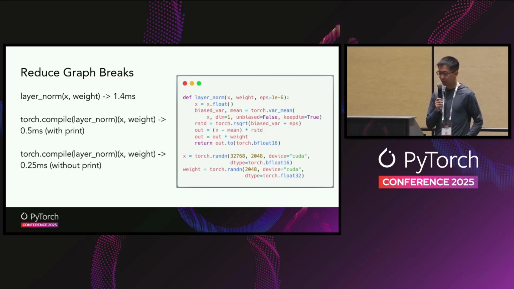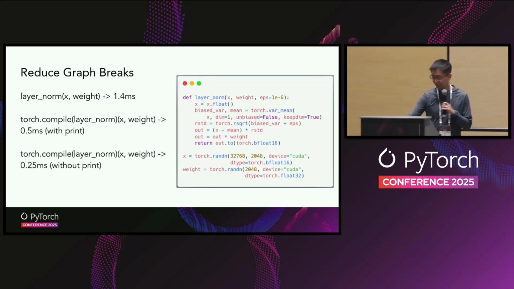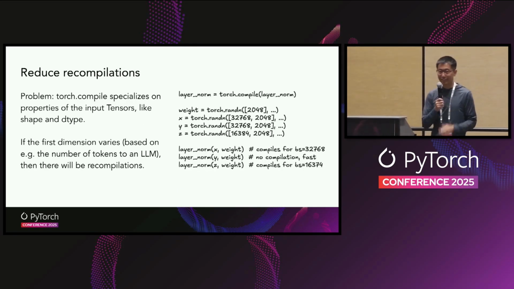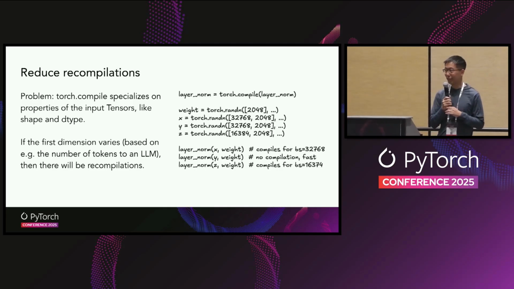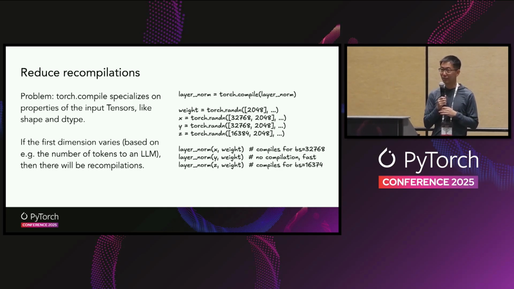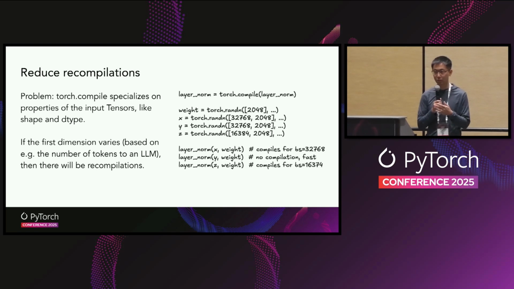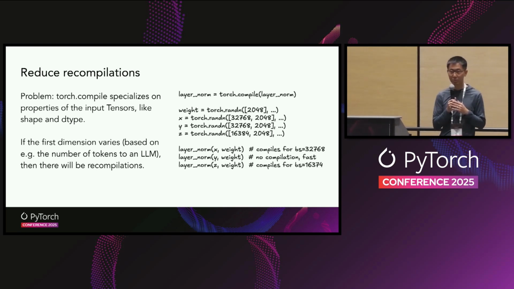So removing the print statement gets you down to 0.25 milliseconds, which is great. Everything's 1 fused kernel. You're pretty happy. Except for recompilations. One interesting thing to note about Torch.compile is that it really specializes on your inputs. What this means is that it will look at your input shapes and say, okay, I'm going to compile a kernel or multiple kernels for these exact input shapes.